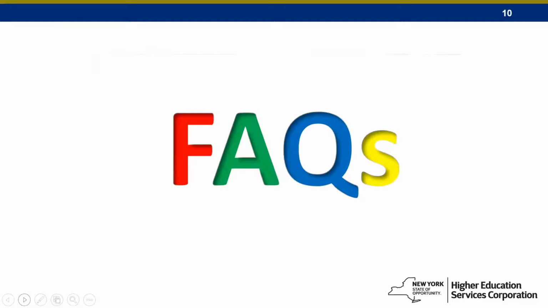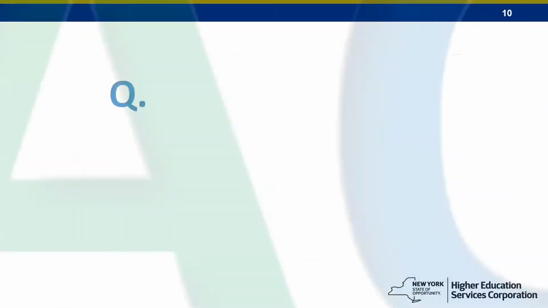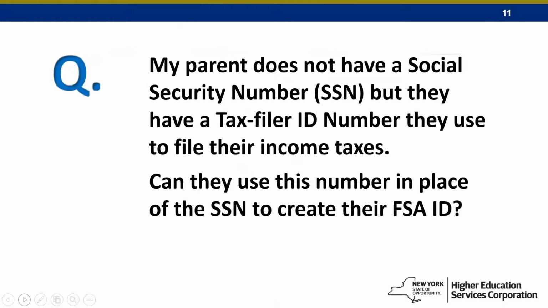We get a lot of questions from students and their families regarding the FSA ID, so let's take a look at some of the most common ones. The first question asks, my parent does not have a social security number, but they have a tax filer ID number they use to file their income taxes. Can they use this number in place of the social security number to create their FSA ID?